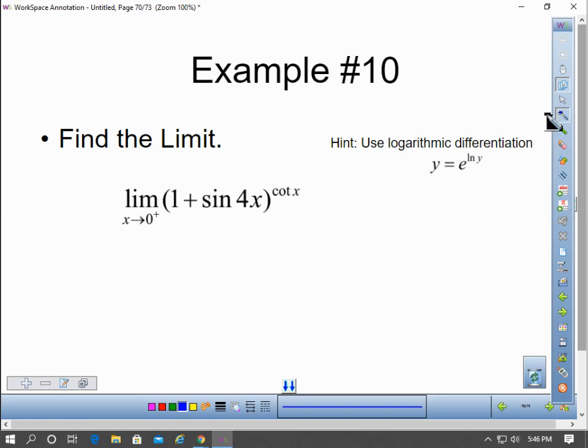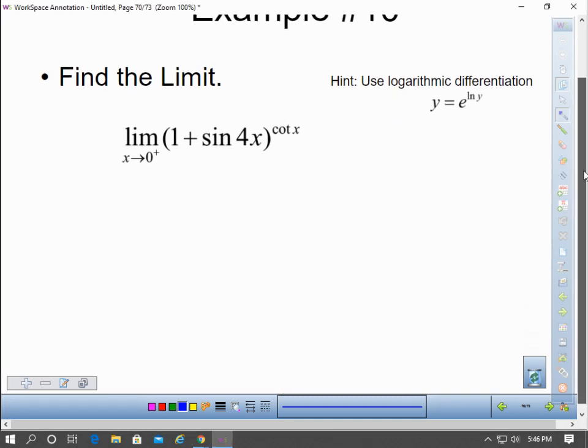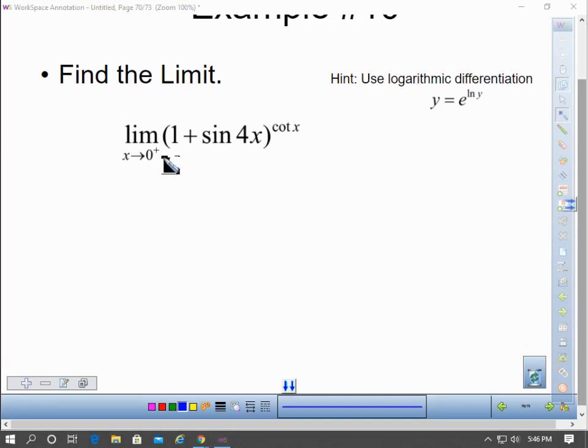Okay? Now this one, number 10. Find the limit. What's going on in this one is we have the limit as x approaches 0 from the right of 1 plus sine 4x raised to the cotangent x.